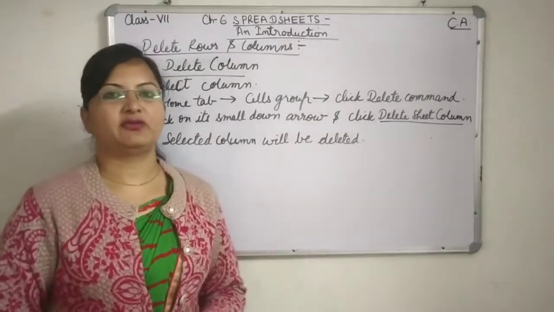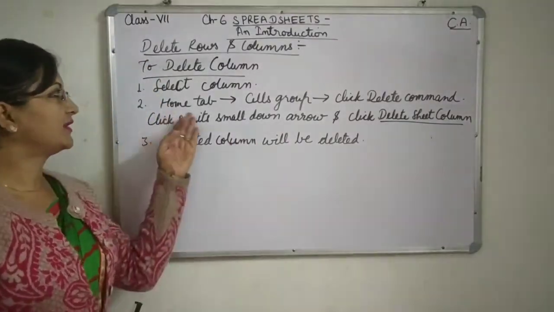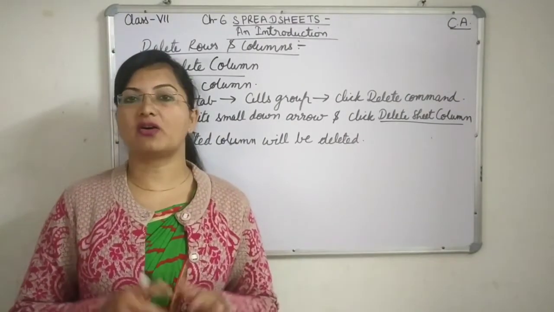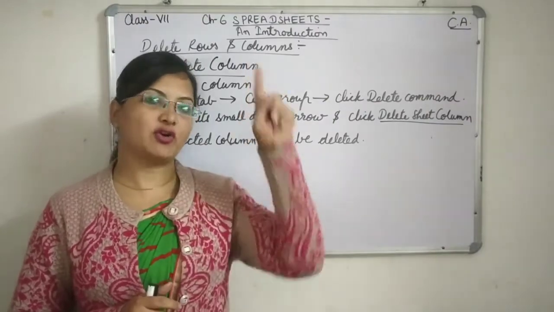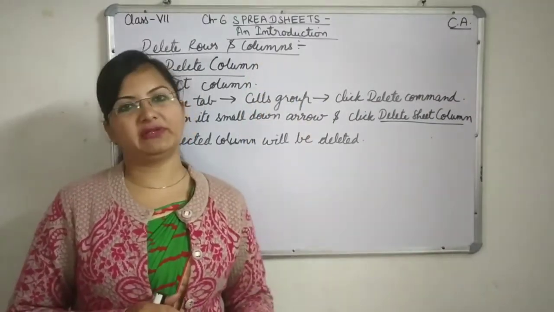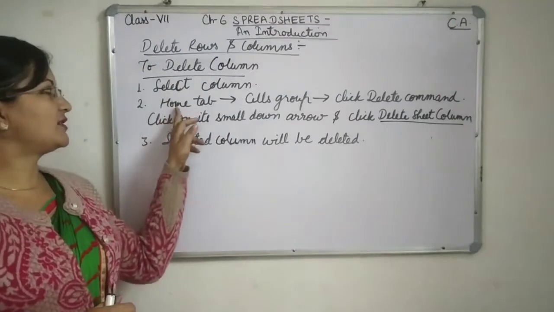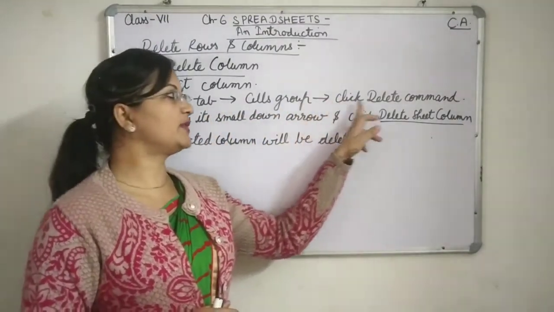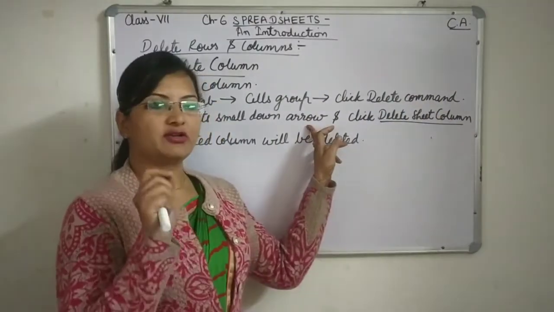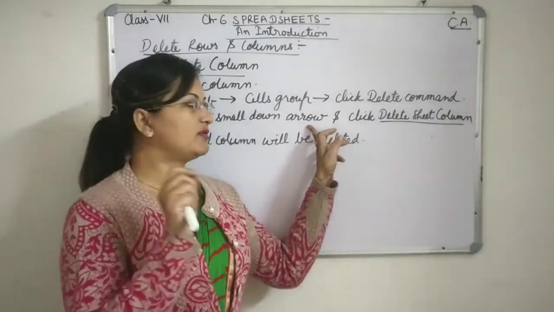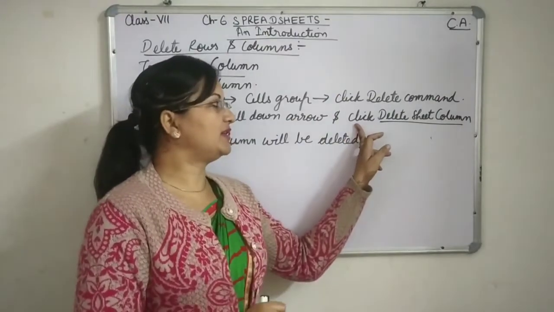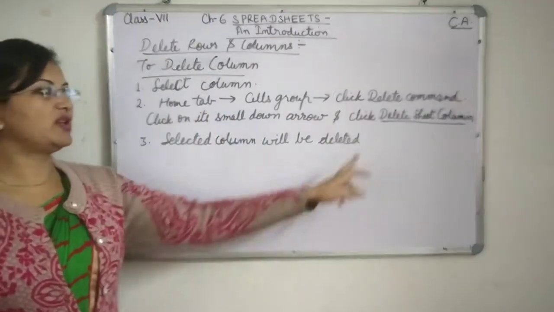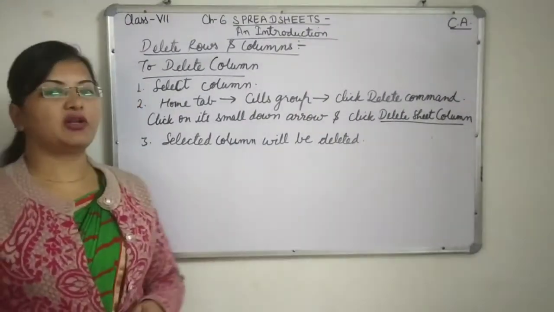Now students, I will tell you how to delete a column. For that, you have to select the column that you want to delete. Now how to select the column? You have to click on the column letter. The whole column will be selected. And then after that, you have to click on the Home tab. Go to the Cells group. In the Cells group, you will get the Delete command. A small down arrow will be there. You have to click on it and the drop down will appear. There you have to choose the Delete Sheet Columns option. As soon as you choose it, the selected column will be deleted.